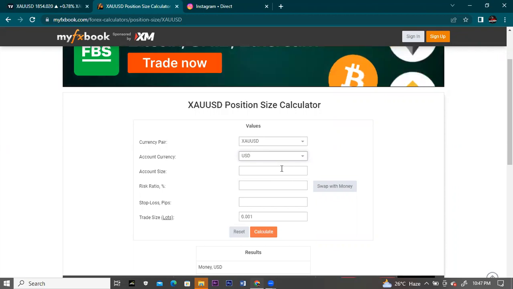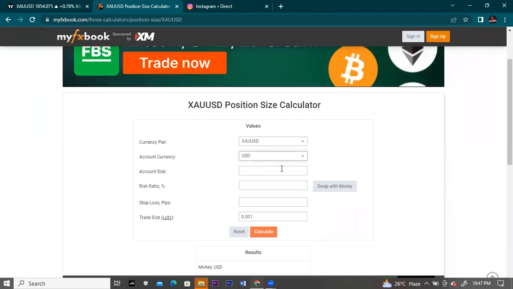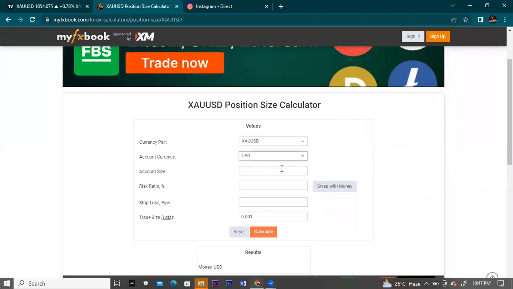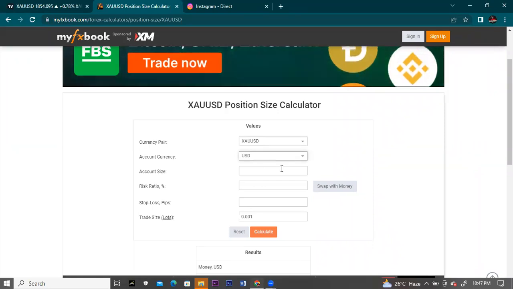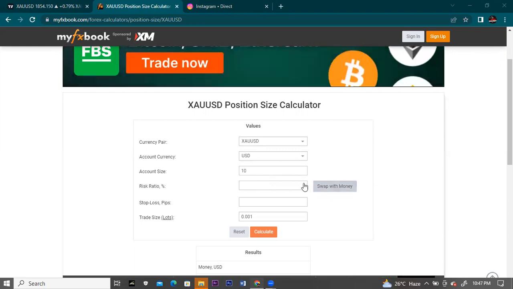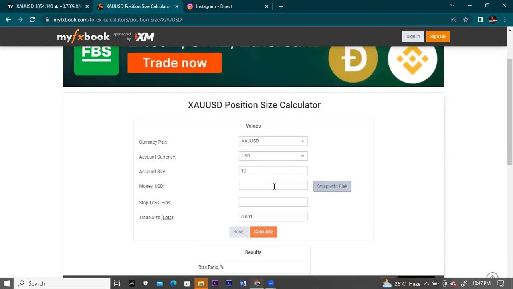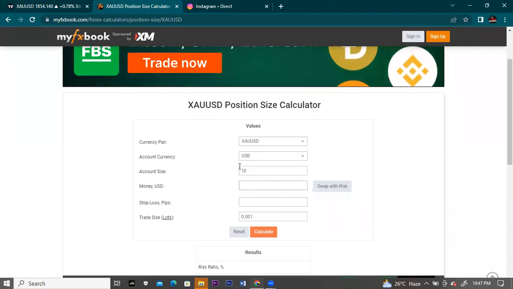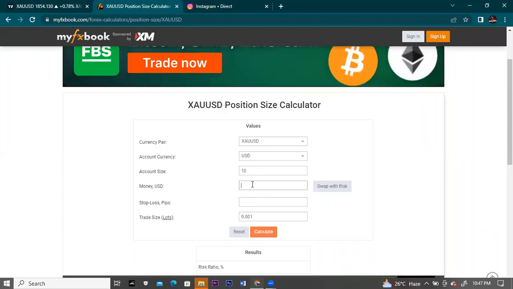Let's say, for instance, someone deposited 7,500 on Exness. 7,500 should be around $10, because the Exness rate is 740 something, 43 or so. Let's say we round it up to $10. So you put the $10, because you know the equivalent of that money in dollars. You can swap to money if you don't know the risk percentage. You swap to money: okay, out of $10, I want to risk $20 in a trade.